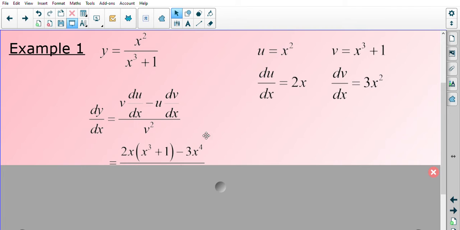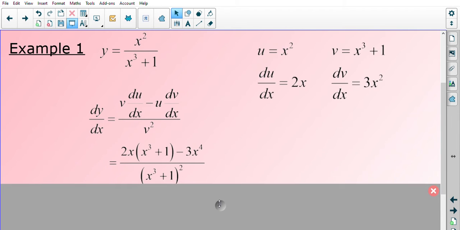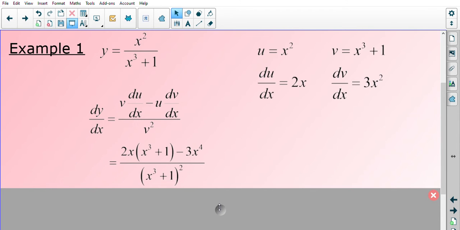Now remember, that's not my formula finished. I need to divide by v squared, so that's x cubed plus 1, all squared, on the bottom there. Again, that is my answer.